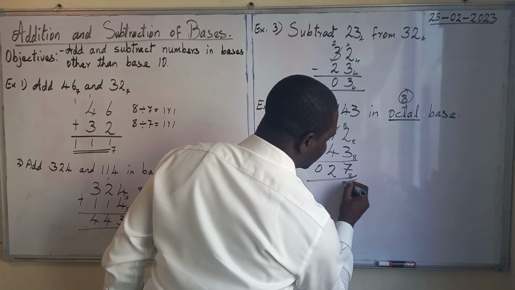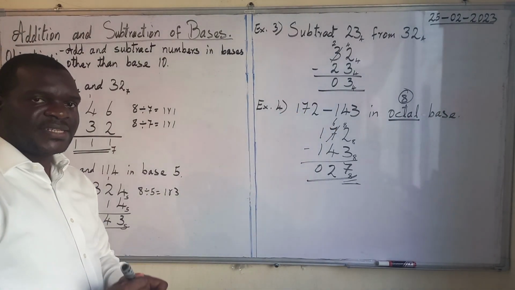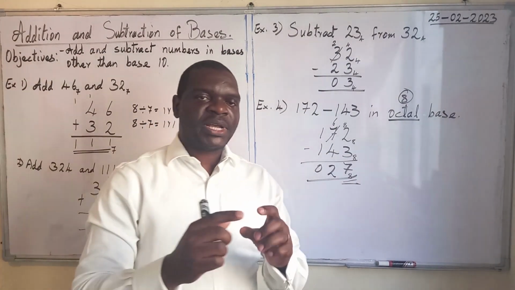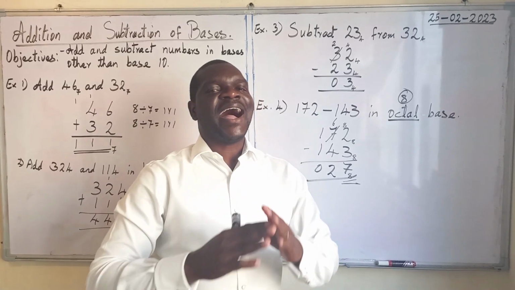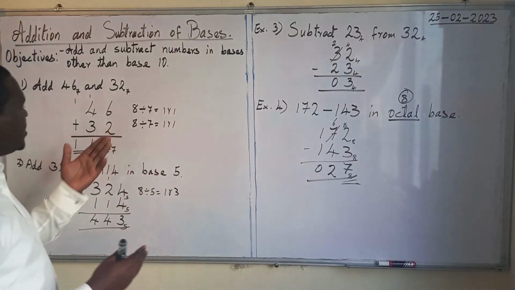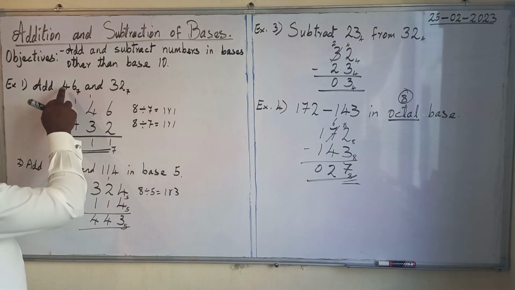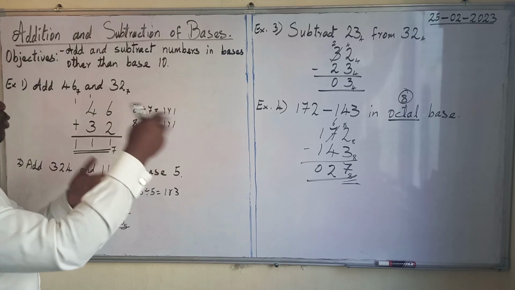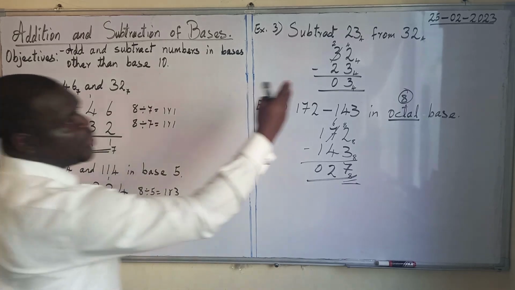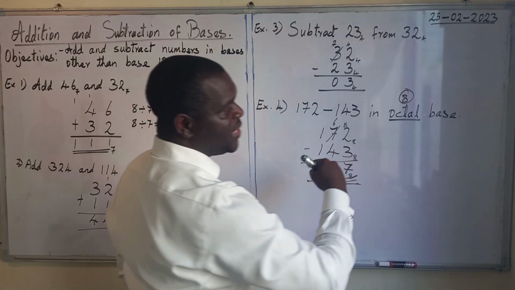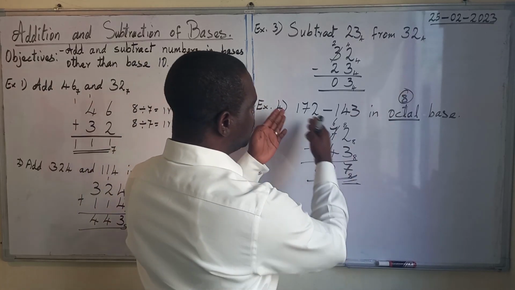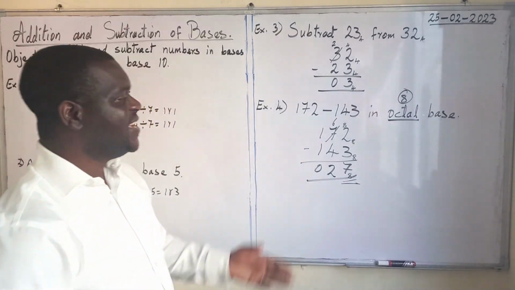If you look at all the operations carefully, you realize that in any operation you are given, the figures are not more than the base that you are operating in. For instance, in the first example, we are working in base 7. If you look at all the numbers, there's no number up to or more than 7. Here we are operating in base 5 and all the numbers should be less than 5. Here we are operating in base 4, and all the numbers in the operation should be less than 4. And here we are operating in base 8, and so all the numbers should be less than the base.